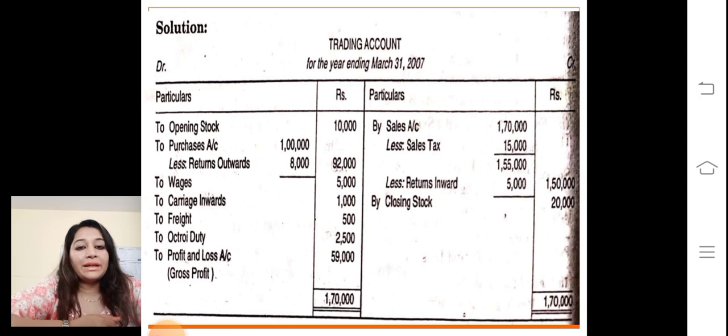5,000 to carriage inward 1,000, freight 500, octroi duty 2,500. So these are the expenses of the factory, direct expenses, so it will come in the debit side. And on the credit side we write sales. So by sales 1,70,000, and we have some sales tax. So 15,000 we will less it. The amount will be 1,55,000. This is the actual sales.